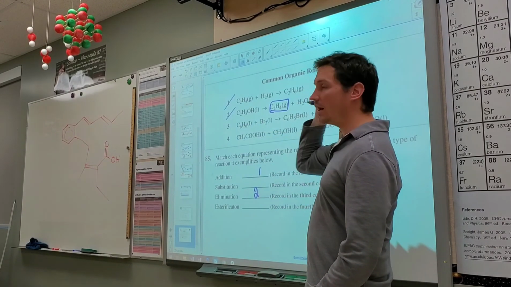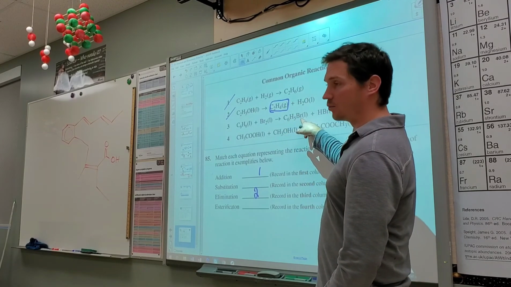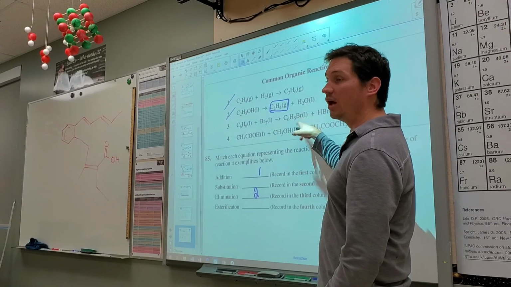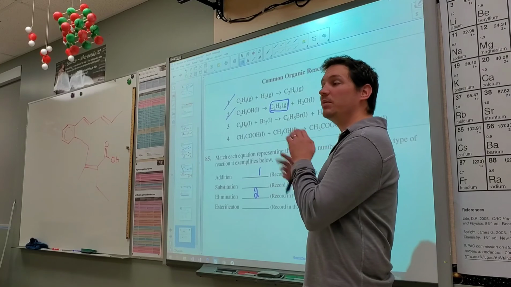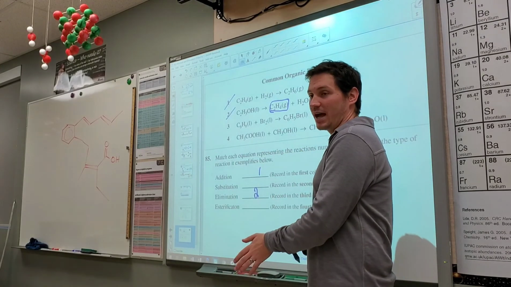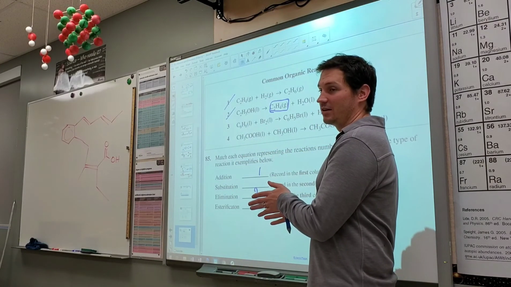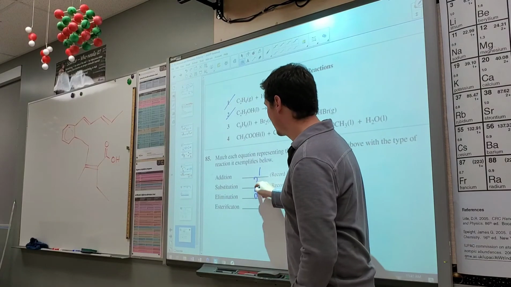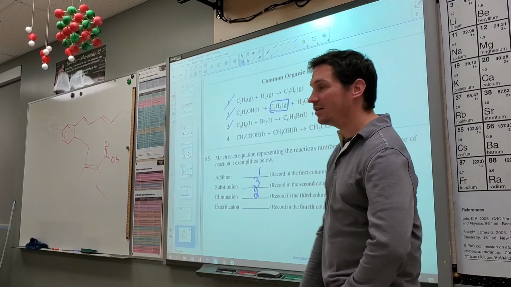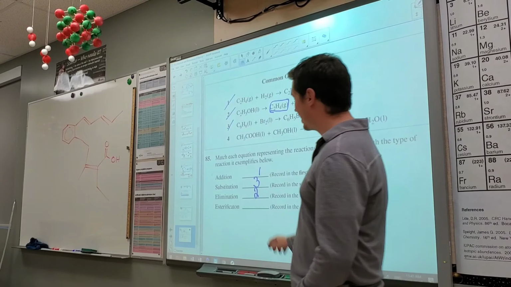Number three, do you agree that when I react this thing with bromine, it's going to kick out one hydrogen and replace it with a bromine? Some people like to call these replacement reactions, but they're substitution reactions. By default, four is an esterification.